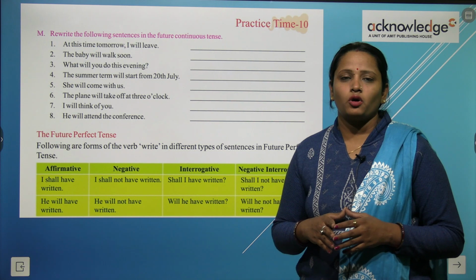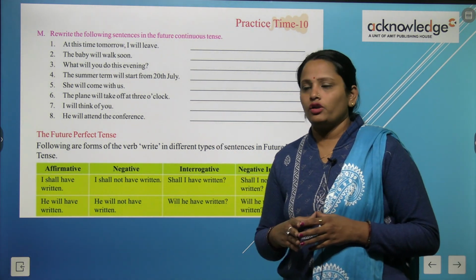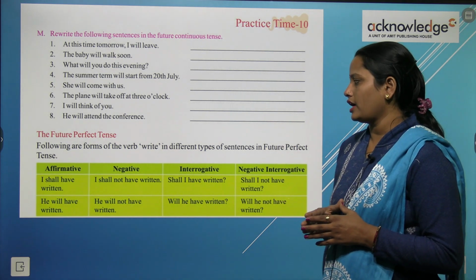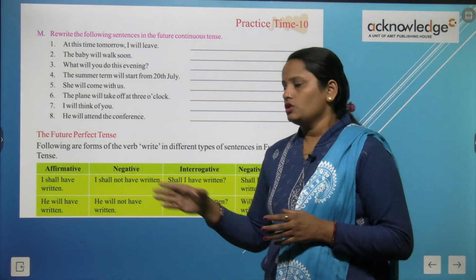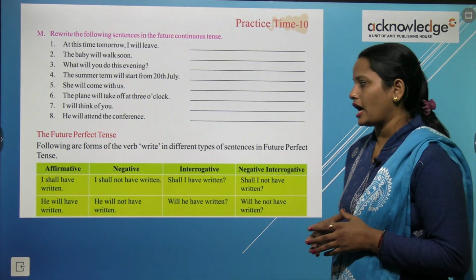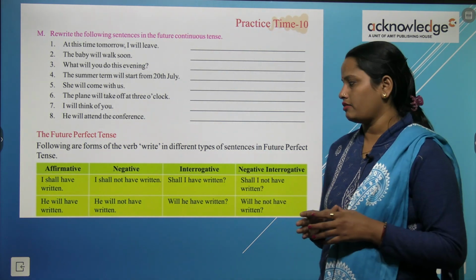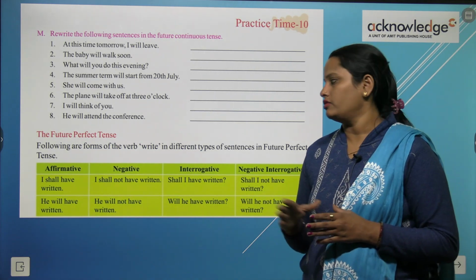Now let's learn about future perfect tense. Future perfect tense क्या है? The following are the forms of verbs written in the different types of sentences in the future perfect tense. So first, in the affirmative it is I shall have written. I shall not have written. Shall I have written? Shall I not have written?